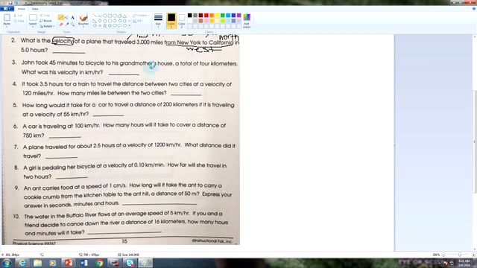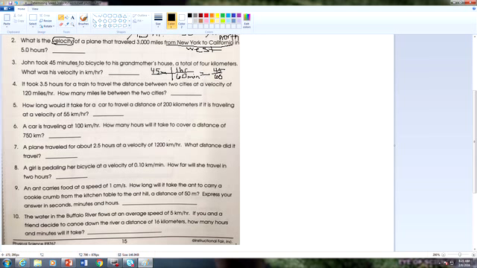So we've got 45 minutes, and we want to change it to hours, so we're going to put 1 hour on top, and then in 1 hour there's 60 minutes. So if you calculate across, you multiply across the top, you're going to get 45, because 45 times 1 is 45. Go across the bottom, there's only a 60. So if you take 45 divided by 60, that changes your 45 minutes into hours.